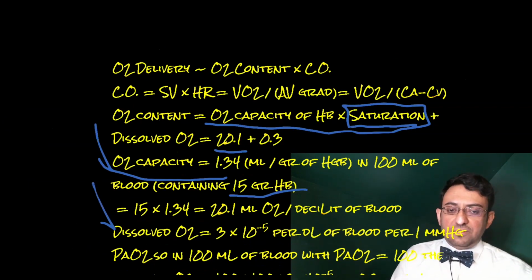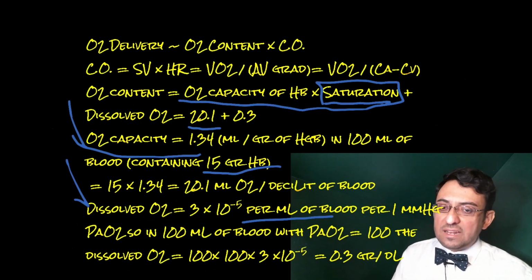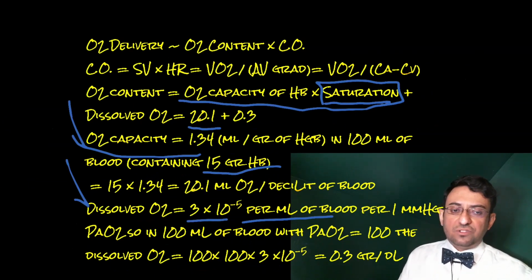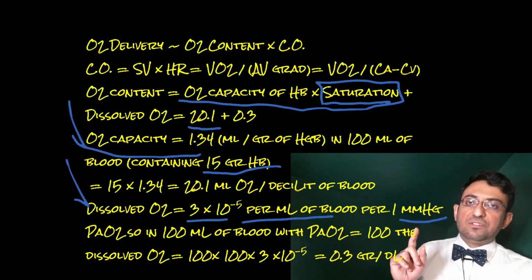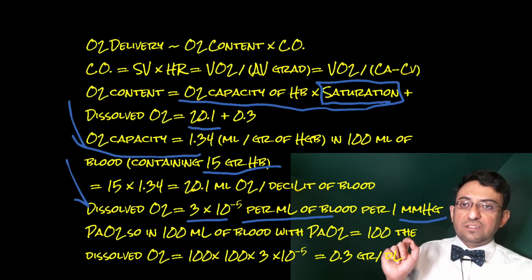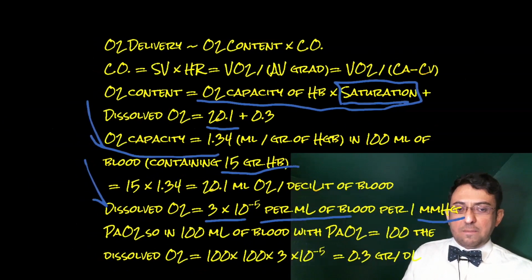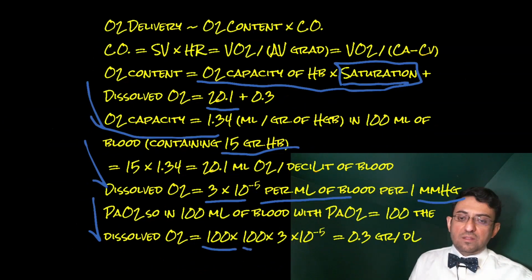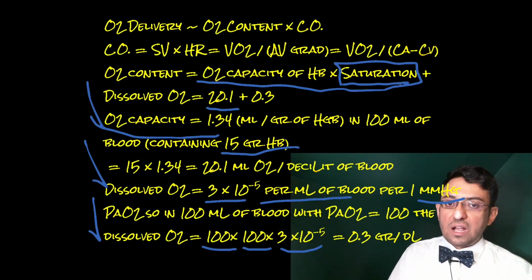It's just to remember that every milliliter of blood would dissolve 3 times 10 to the power of minus 5 grams of oxygen per millimeter mercury partial pressure of oxygen. Now, given the fact that we usually measure blood in terms of deciliter, which is 100 milliliter, and we usually utilize 100 millimeter mercury as partial pressure of oxygen, we can simplify the dissolved oxygen content of the blood as 100 milliliter times 100 millimeter mercury times 3 times 10 to the power of minus 5, that equals 0.3 grams per deciliter dissolved oxygen of the blood.